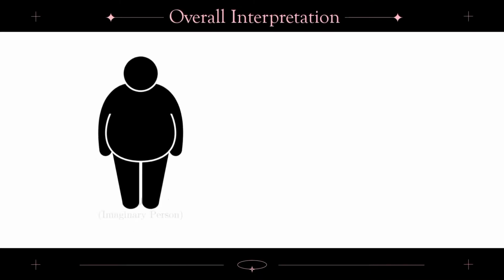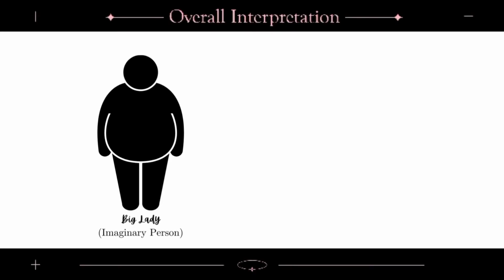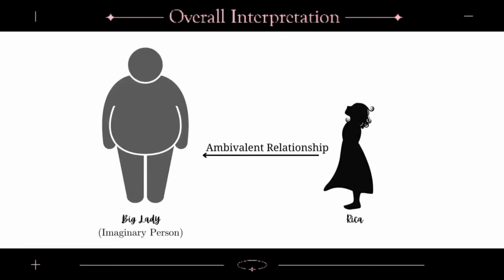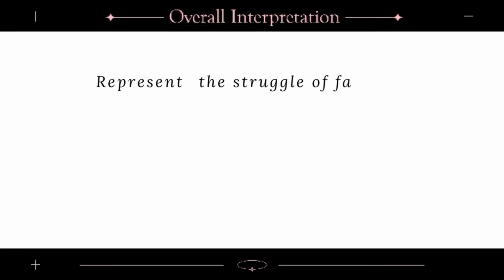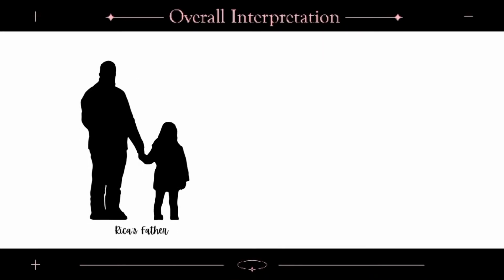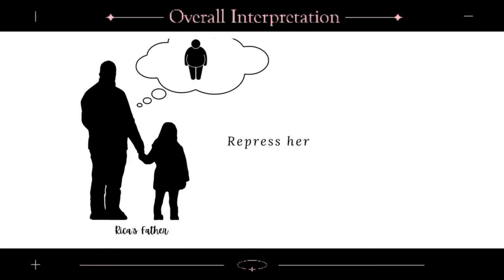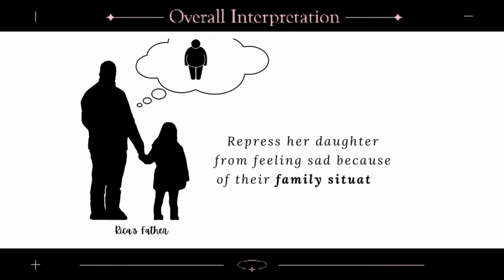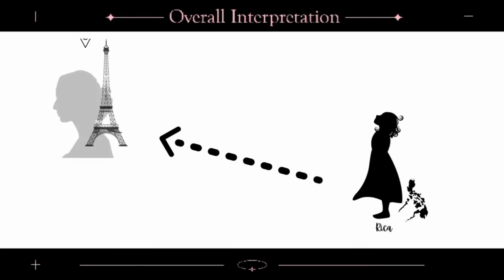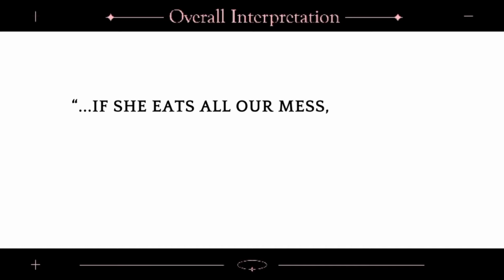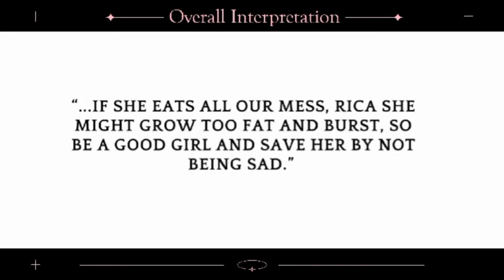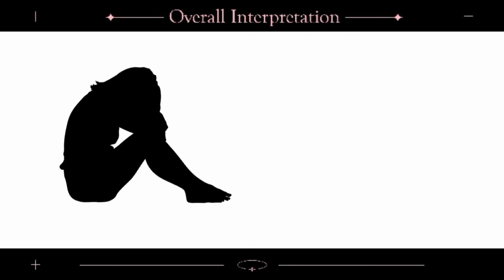Through the use of the imaginary person Big Lady and what is described in the story as her ambivalent relationship with Rika, the narrator is able to figuratively depict and represent the struggle of facing grief and sadness. For Rika's father, he intends to use the story of Big Lady to repress her daughter from feeling sad because of their family situation, Rika's mother being away from them, as evidenced in paragraph 9 where he says, "If she eats all our mess, Rika, she might grow too fat and burst, so be a good girl and save her by not being sad."